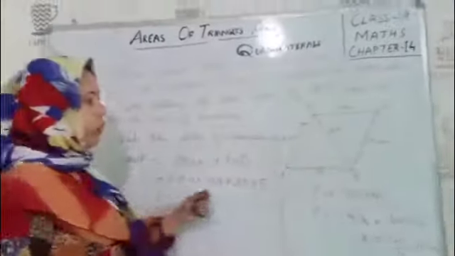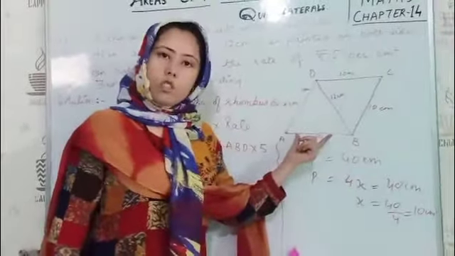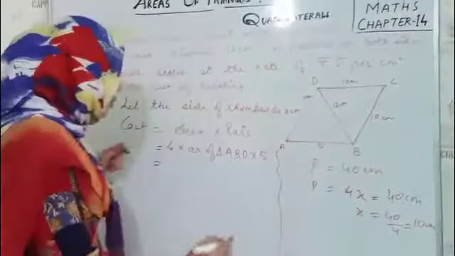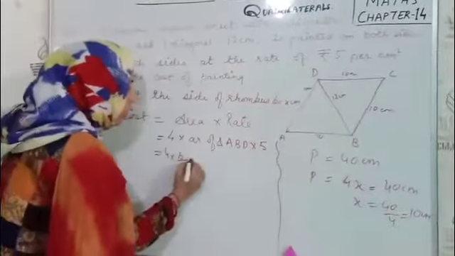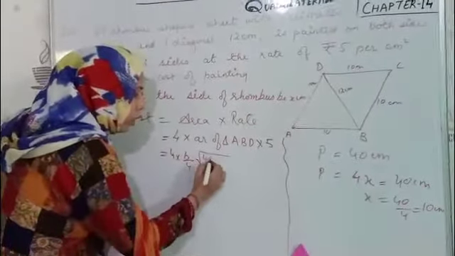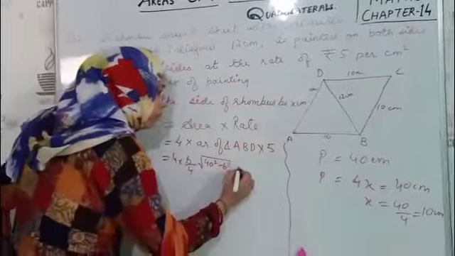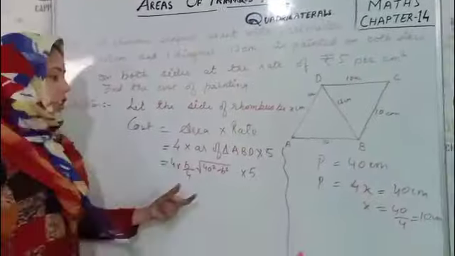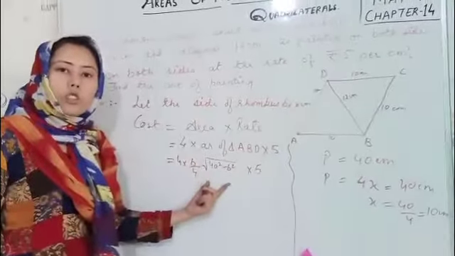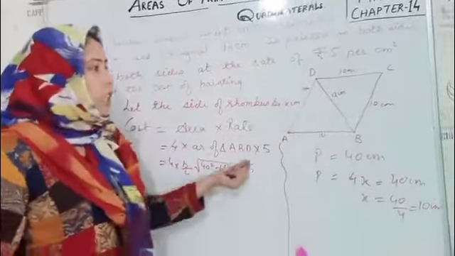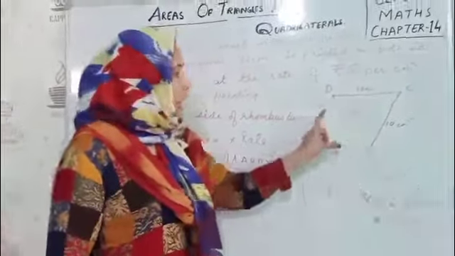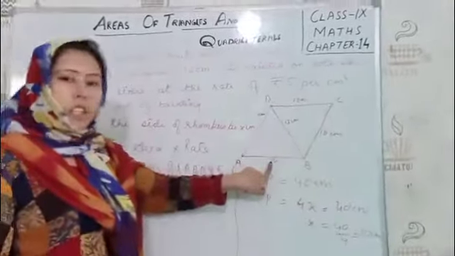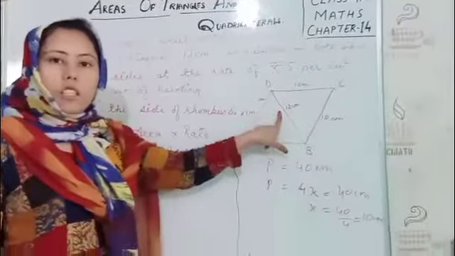So what is the area of triangle ABD? It is an isosceles triangle. The formula to calculate the area of an isosceles triangle is b upon 4 under root 4a square minus b square, multiplied by 5. This is the formula for calculating the area of an isosceles triangle. What is a? a is equal sides and b is the base. So the value of a in this triangle is 10 and the value of b in this triangle is 12.